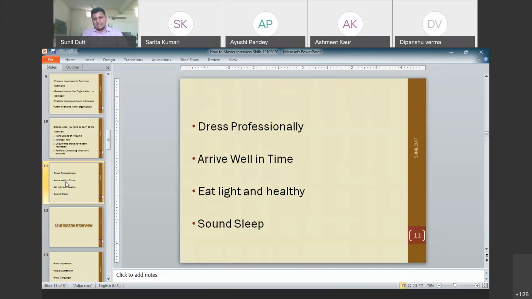Eat light and healthy. You should not stuff yourself with, as we Punjabis are so fond of, paranthas and all these things. We need to avoid that, because if you have a heavy meal in the morning or before the interview, you may not give your potential in the interview. Sound sleep. I know many of you, everybody rather, however seasoned a scholar you may be, still those butterflies flutter in your stomach before every kind of interview. So you need to have a sound sleep to give your 100% in the interview.